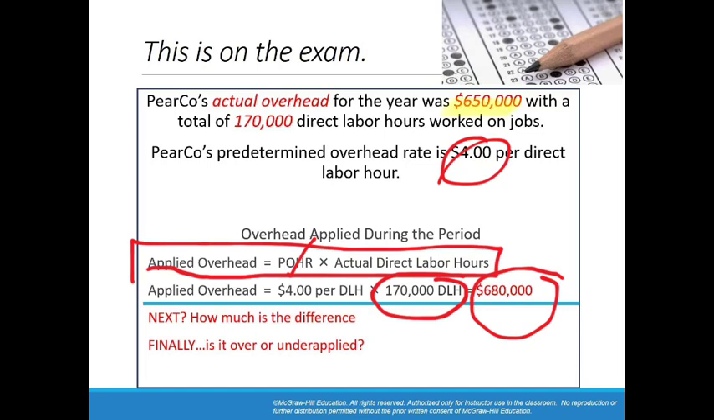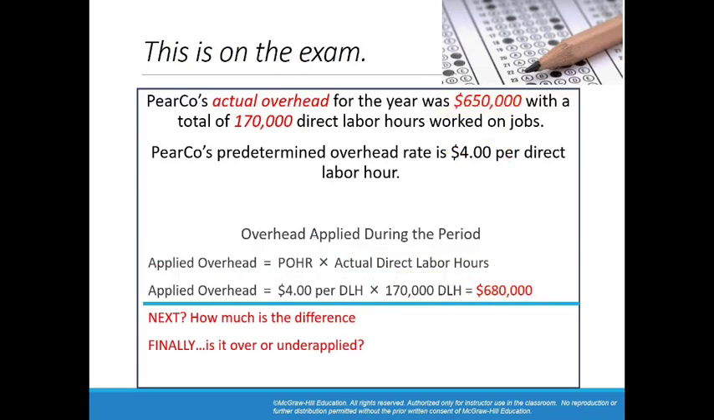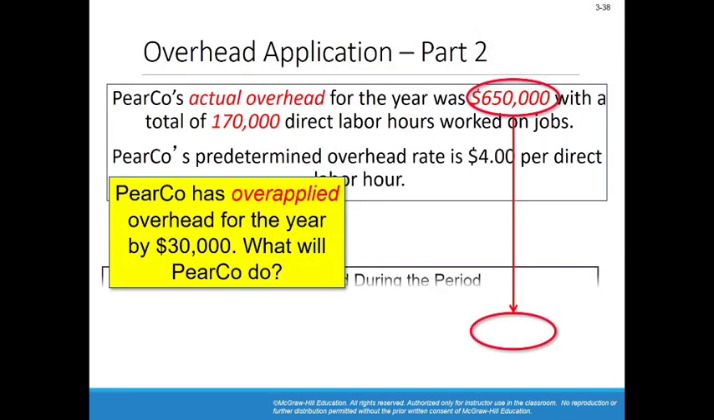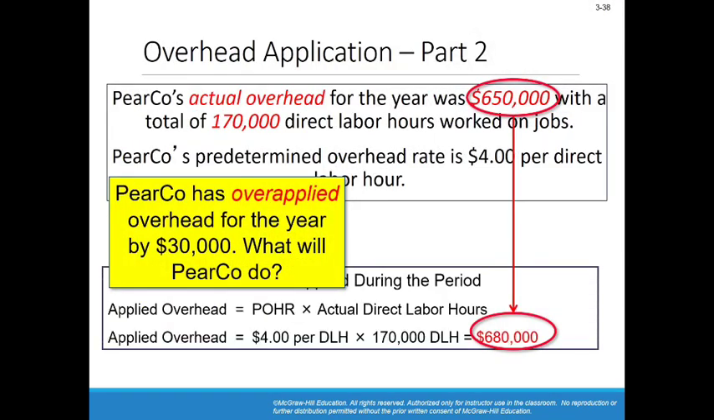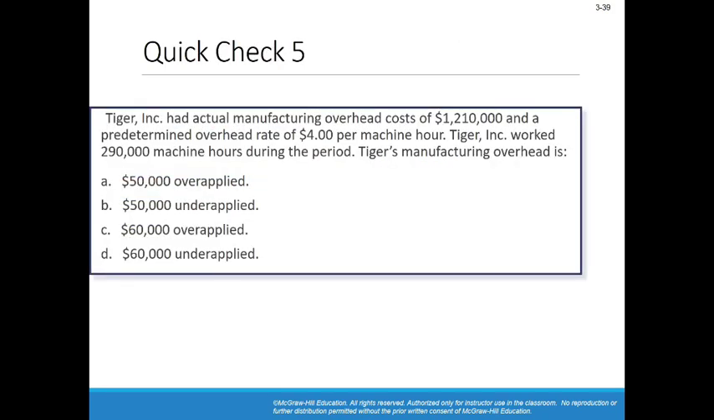Now remember, 650 is how much we actually spent. We applied 680. Pretty easy. The difference is 30,000. And from there, we can say that we have an over-applied overhead of $30,000. So keep this in mind. They put too much overhead on the job. So all throughout the year, they thought they were going to spend more money than they did. Yeah, it's kind of like a Christmas bonus, but it's always best to have good, strong data.